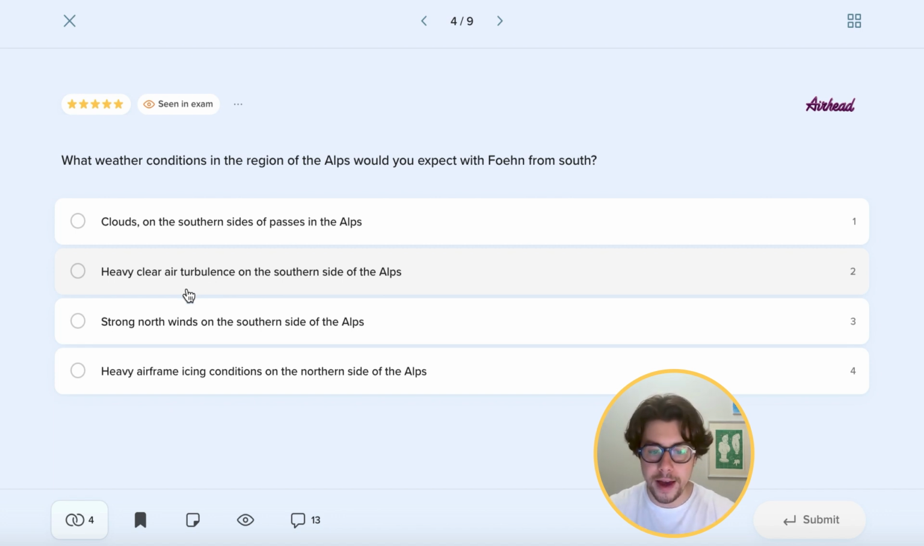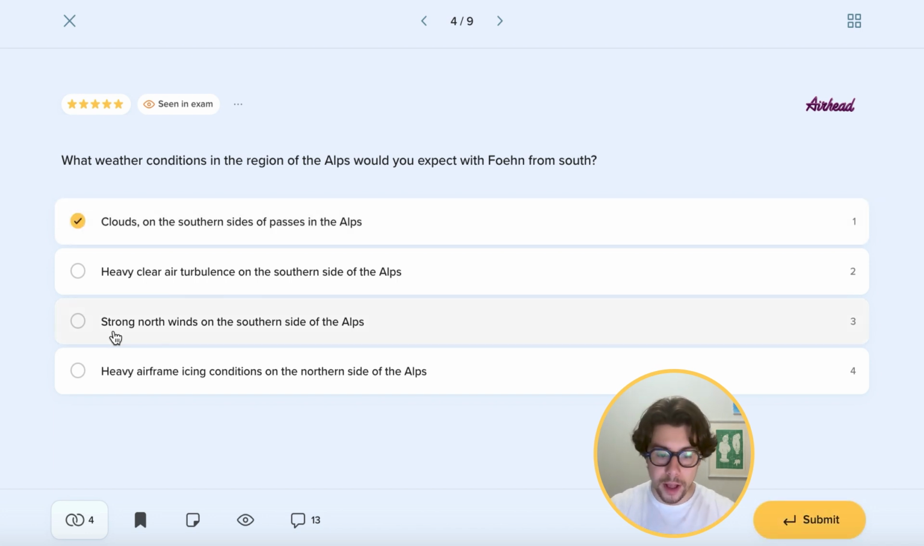Clouds on the southern side will pass in the Alps. Yes, the clouds will be on the southern side, and there will be no clouds on the northern. Strong winds will be on the northern side as well, and airframe icing conditions on the northern side as well. The clouds will persist on the southern side, where the air is being pushed up.